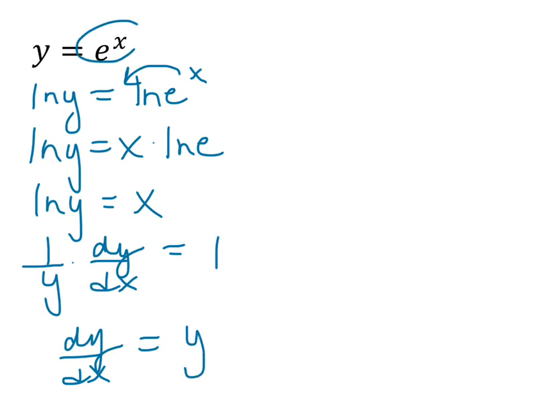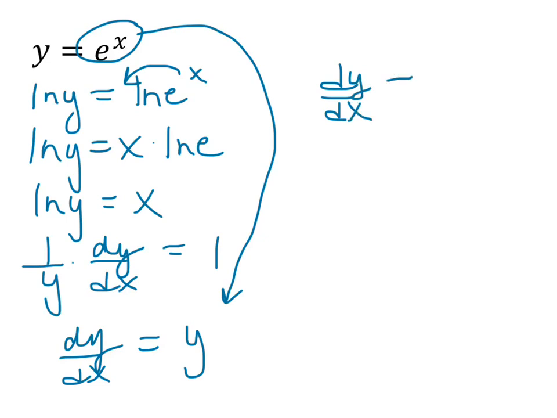And then we'll do a substitution step, y being e to the x. So what we have here is that the derivative, dy with respect to x, is equal to y, but we're substituting e to the x in its place. So what this means is the derivative with respect to x of the function we started with, e to the x, is in fact equal to e to the x itself.